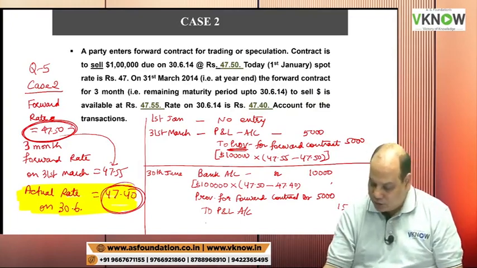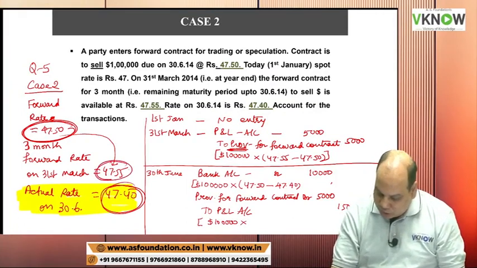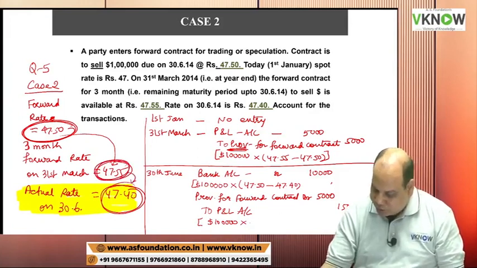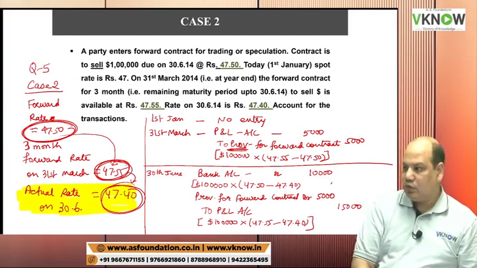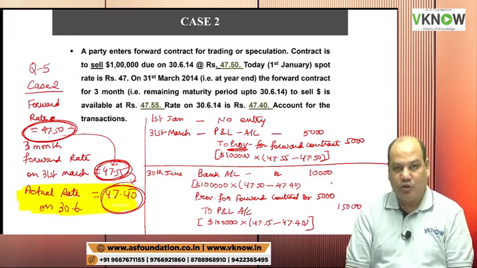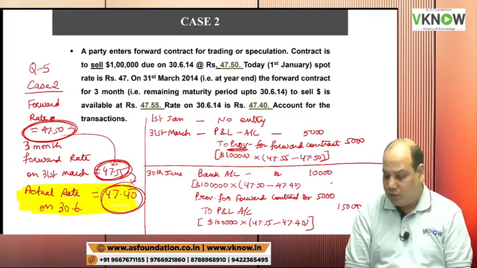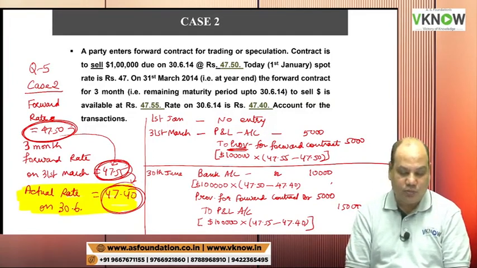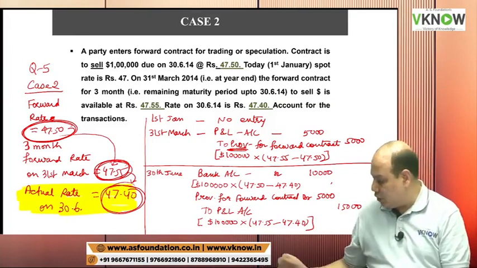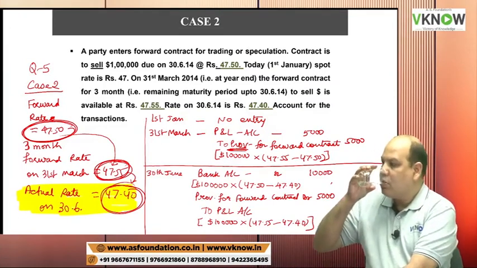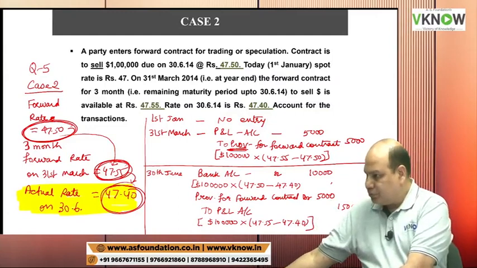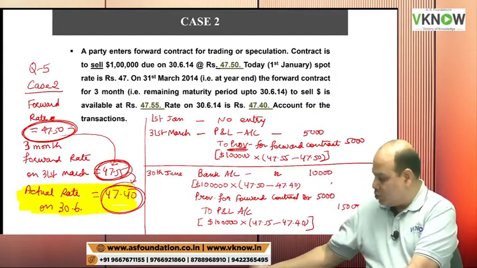Either you can understand like this or you can understand like this, $1 lakh. The rate has gone down from 47.55 to 47.40. So this is how the problem will be solved if the rate first goes up and then goes down. Have you noted it? If the answer is yes, I'm going to revise the case.